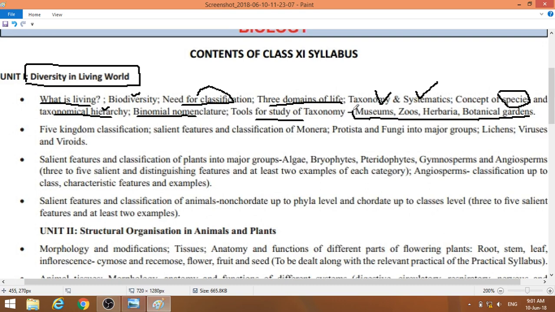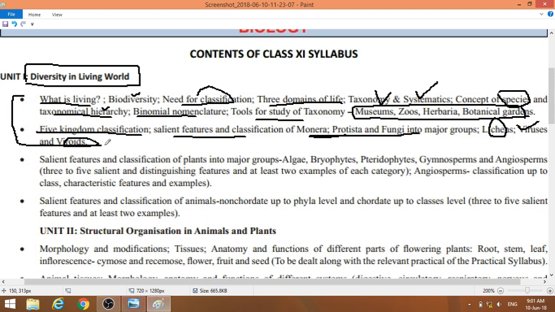One question from this portion was there in the Neet 2018 question paper. Then you have 5 kingdom classification, salient features and classification of Monera, Protista, fungi into major groups. You have to study lichens, you have to study viruses and what are viroids.